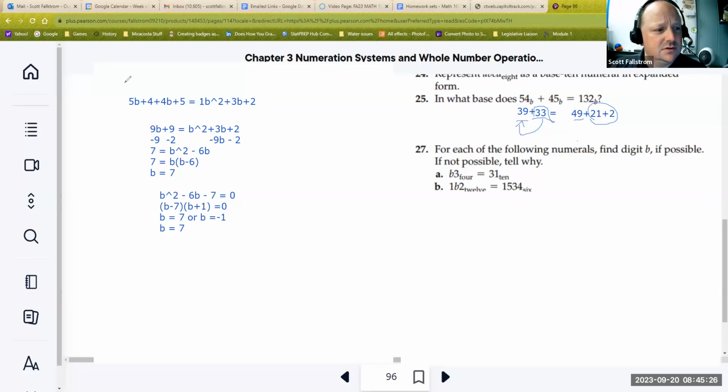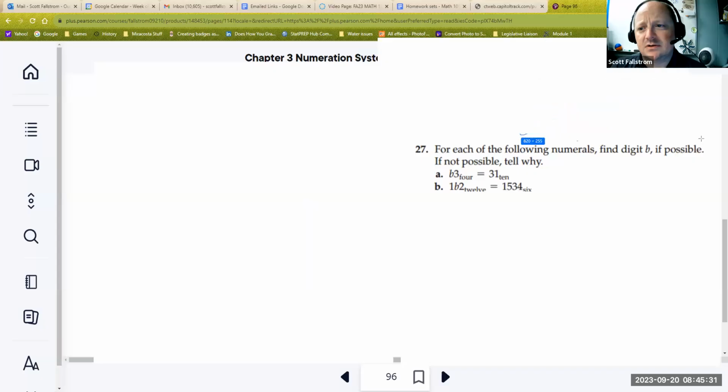And similar for the next one, very similar. Let me throw some white space here. So again, now it's asking you to do the same thing, but now it's asking you to find the digit B and tell what it represents. So let's do the similar piece. On the left-hand side, I have 4 as my base, and B is the number of groups of 4. So what I have is 4B plus 3, and that's supposed to equal 3 groups of 10 plus 1, which would be just 31.